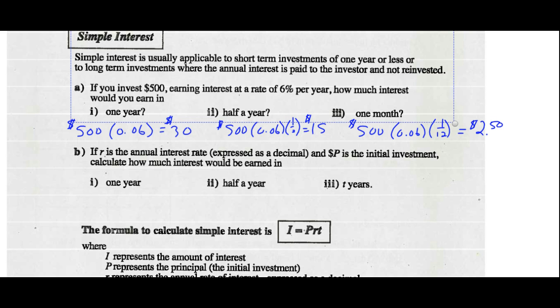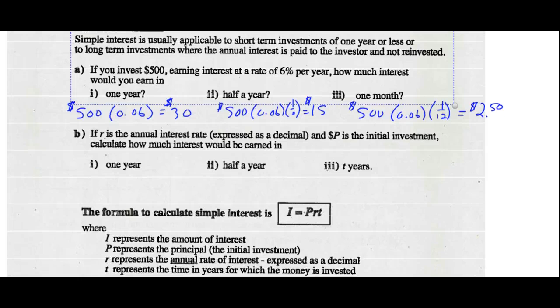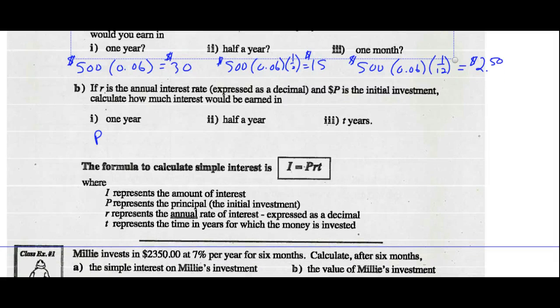All right. If R is the annual rate of interest and P is the initial investment, calculate how much interest will be earned in 1 year. P is the initial investment, and you multiply it by the rate. For half a year, principal times the rate times 1/2 of the year. So principal times the rate times t years. So that's your formula right there. Interest equals principal times rate times time.